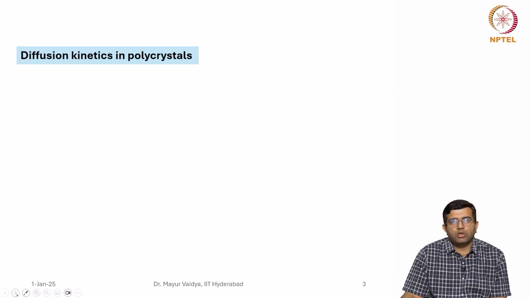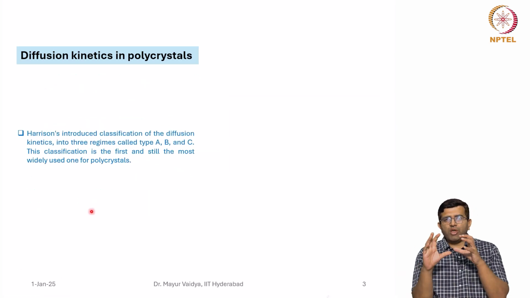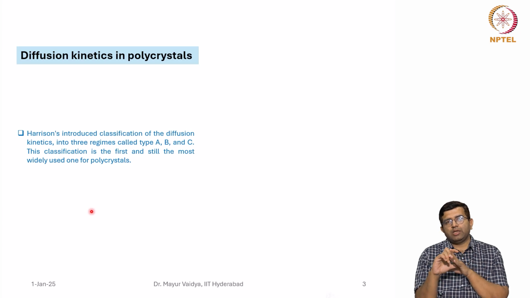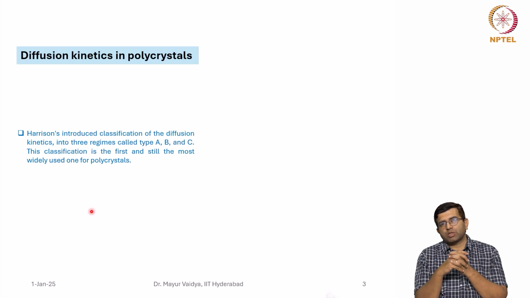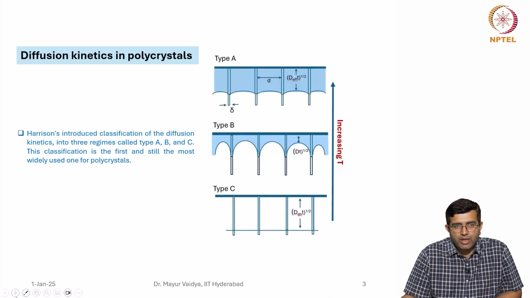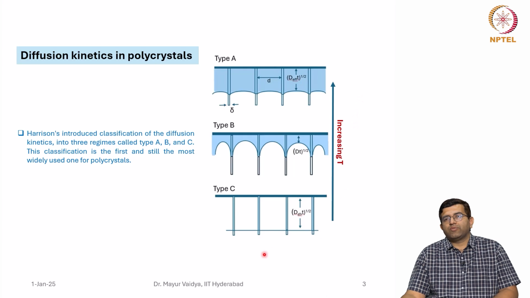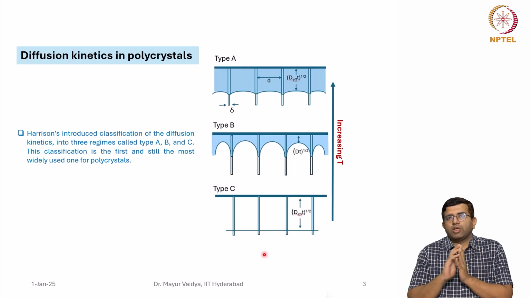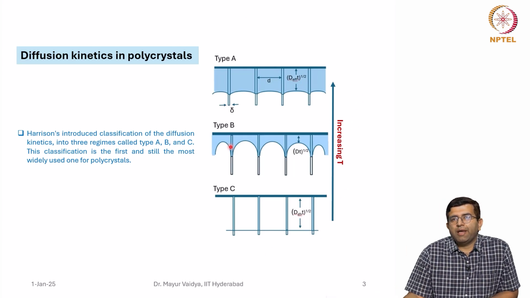The most famous classification of the kinetic regimes was put forward by Harrison, who classified the diffusion kinetics of grain boundaries in polycrystals into three regimes, which are called A, B, and C. This was the first classification, and it is still the most widely used one for polycrystals. This is how the classification looks: A, B, and C.